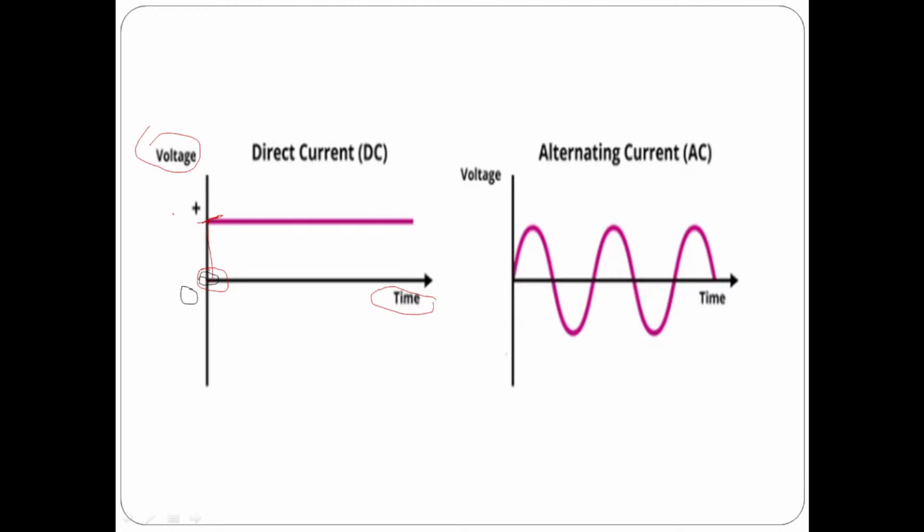So as time increases, what is happening to this voltage? Voltage still remains V. It is not varying. It remains constant. So if it is a DC voltage source or DC current source, here I have written voltage, but these are the characteristics of current with respect to time. So instead of voltage, I can write current here.